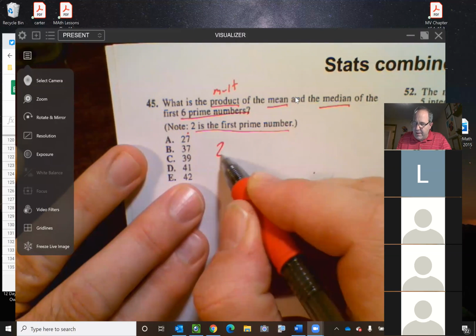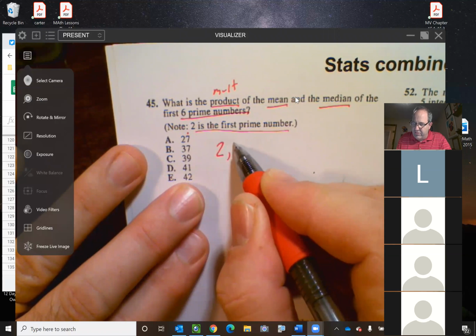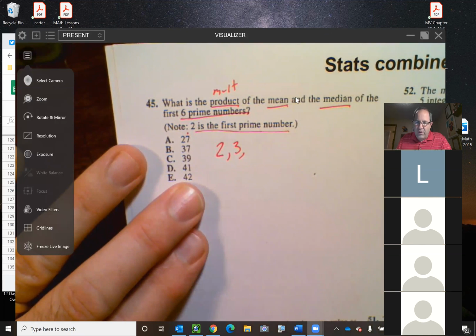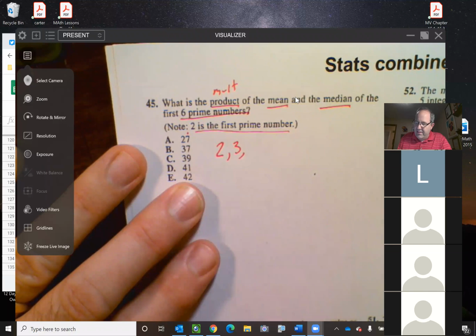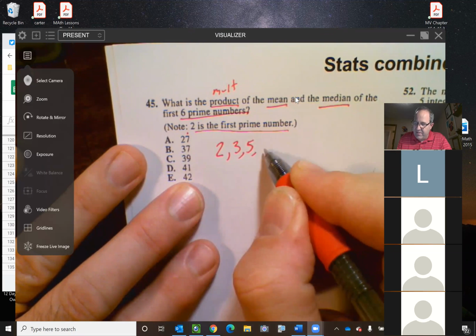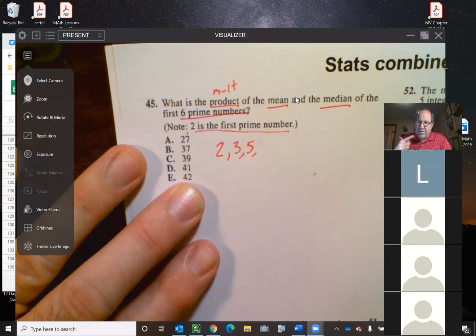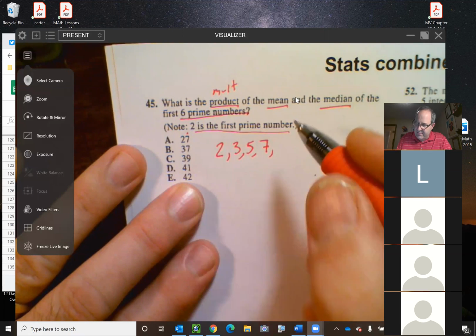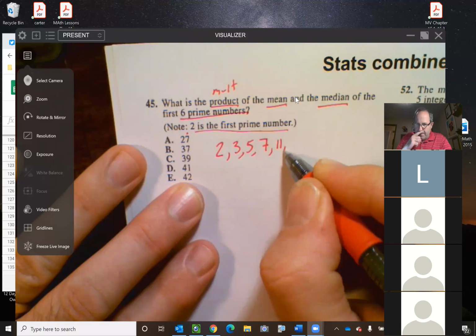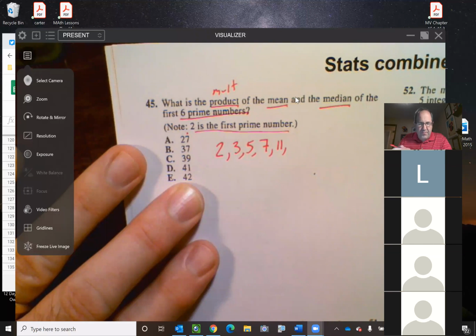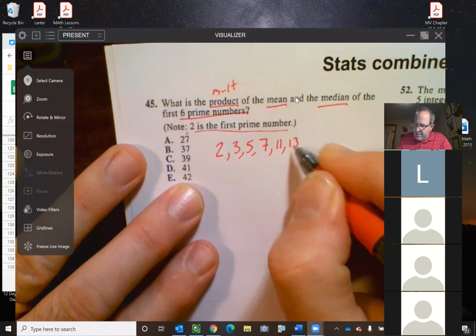So if I start writing them out, 2 is a prime number. The next one is 3. 4 is not a prime number because 2 divides into that, but 5 is. 6 is not a prime number because both 2 and 3 divide into that, but 7's a prime. 8 is not prime. 9 is not. 10 isn't, but 11 is. 12's not prime, but 13 is.